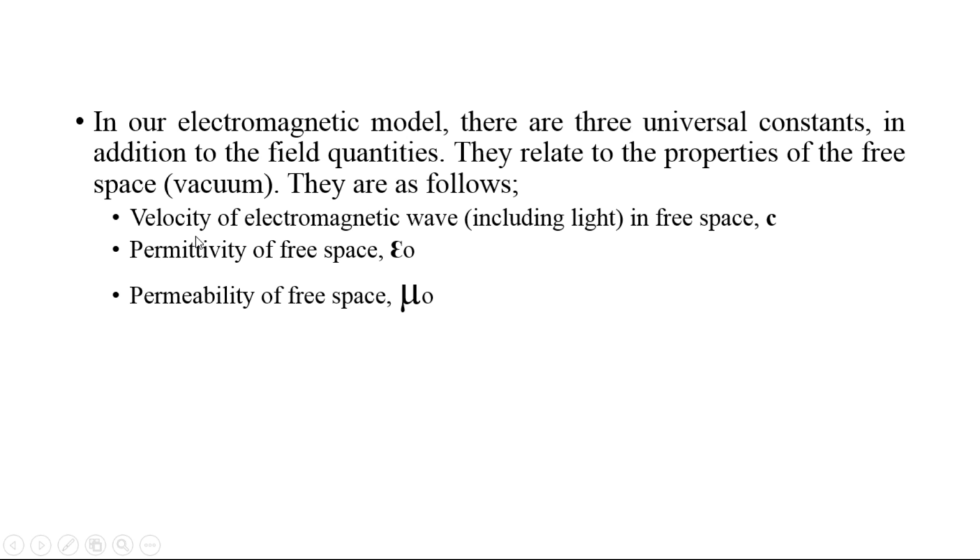The first constant is the velocity of electromagnetic wave in free space, including light. C is the velocity of electromagnetic wave in this case. C also denotes the speed of light. Similarly, we have the permittivity of free space epsilon naught and the permeability of free space mu naught. Remember that the permittivity of free space is related to the electric field, whereas the permeability of free space mu naught is related to the magnetic field.